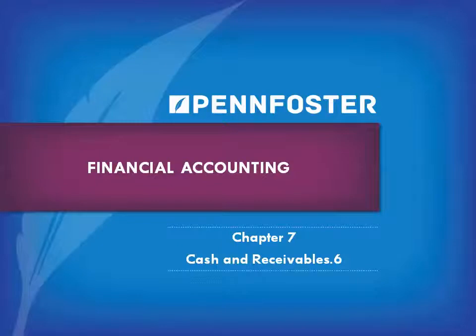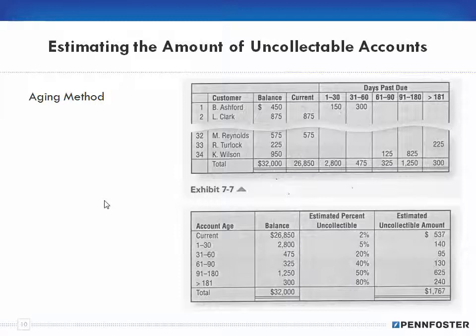Okay, and welcome back, students who are taking financial accounting. In this series of videos, we are working on the Chapter 7 theory, which covers the cash and receivables. And we are on video number 6 here, which is going to cover the aging method.